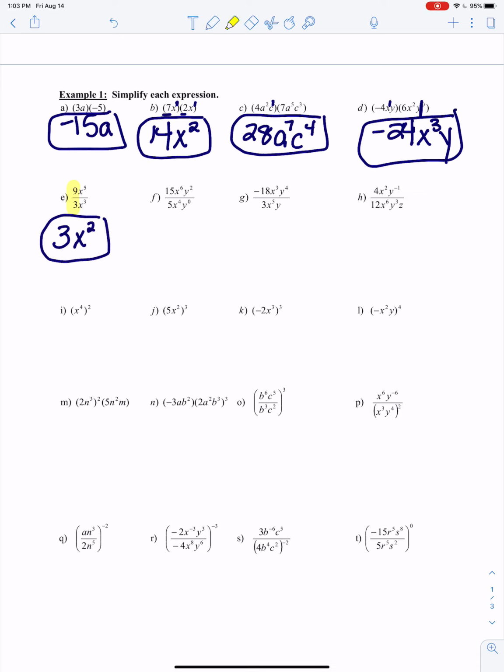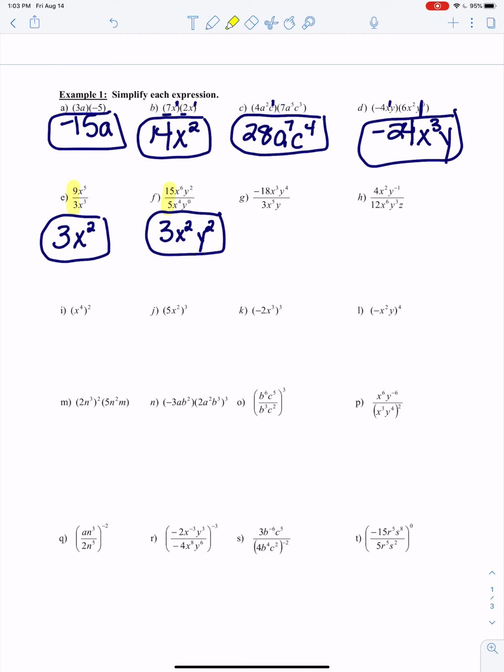Okay, same thing here. You've got 15/5. Those are just whole numbers, no powers there. Reduce that, you'll get a 3. Subtract your exponent, so 6 minus 4 is going to be 2. And then 2 minus 0 for the y is also going to be 2.